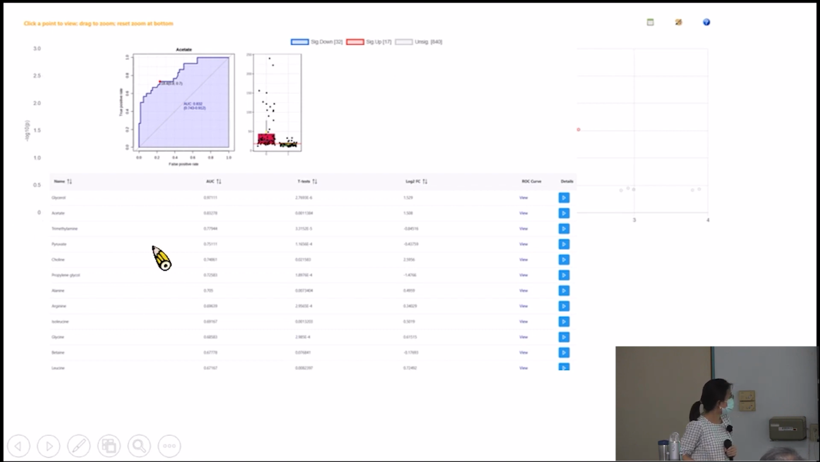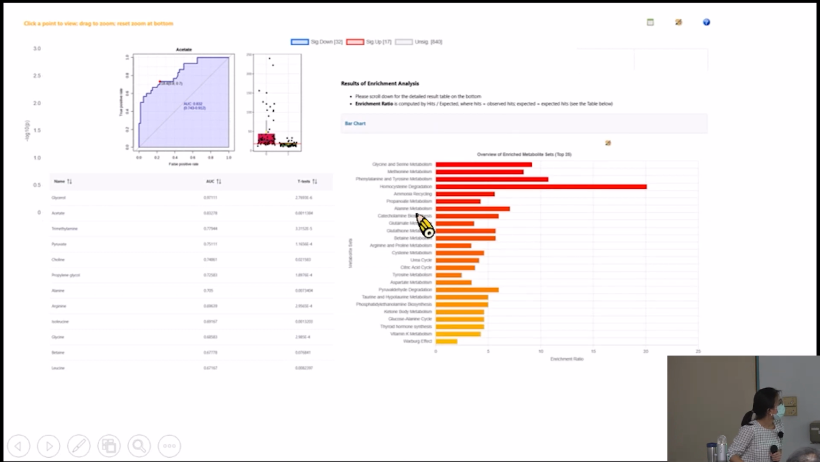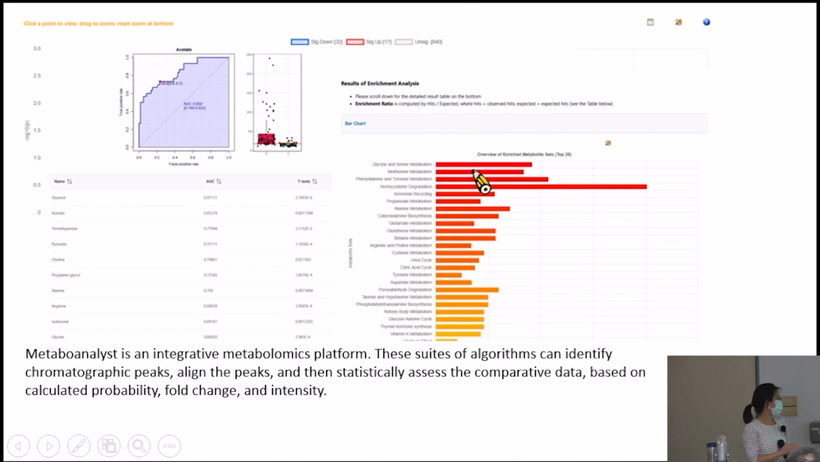So this is the biomarker, with the statistical difference or with the different fold change. And you can also identify some enrichment pathways in your samples. So we can identify all of this data from this platform. Basically, this platform is an integrated metabolite data set. You can use this approach to find some metabolomic change in your sample or in your conditions.